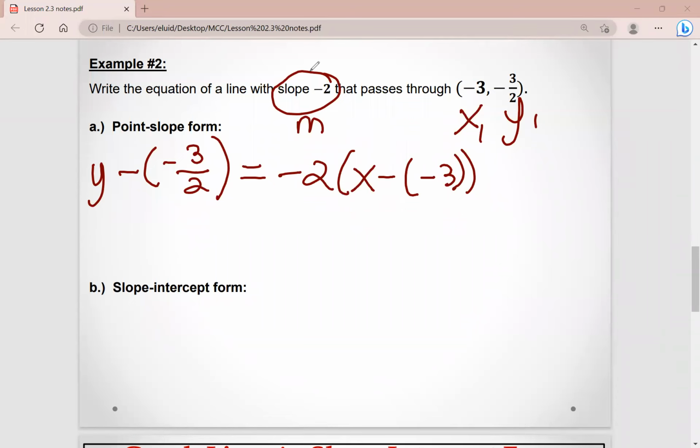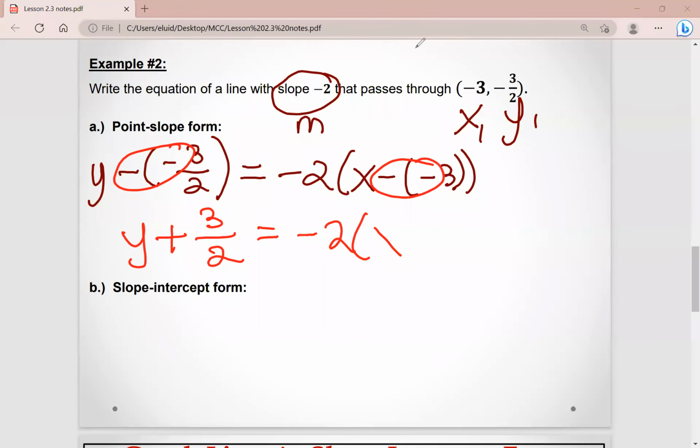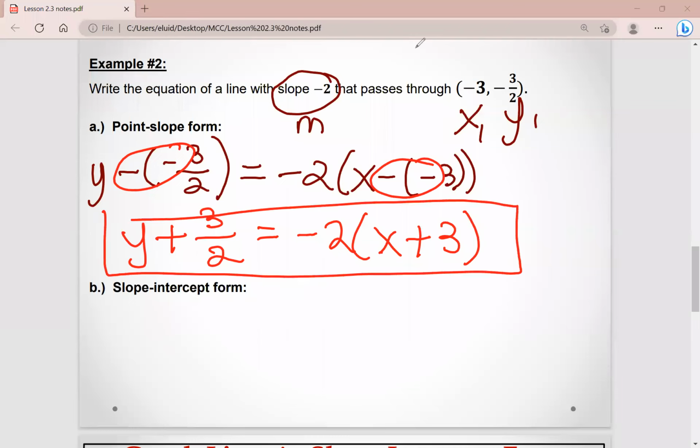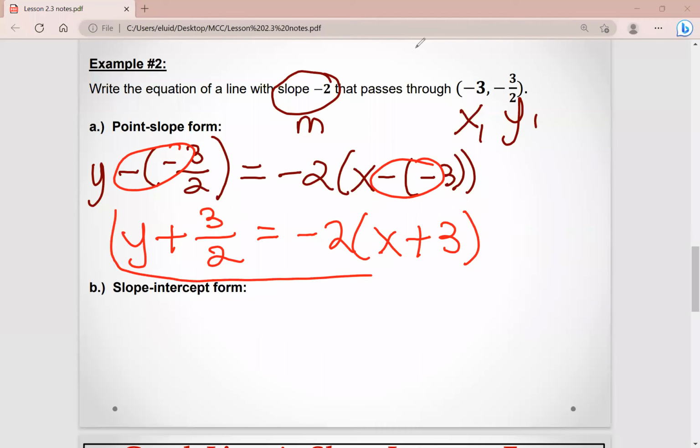Okay, so lots of negatives here. The only simplifying we'll do is changing some of this expression where if you're subtracting a negative, we'll change it into addition. So instead of y minus -3/2, we'll change that to y plus 3/2 equals -2, parentheses, and then we'll also change this inner expression. Instead of x minus -3, we'll change it to x plus 3. And now we're done writing our equation in point-slope form. So this is our final answer in point-slope form. y plus 3/2 equals -2, parentheses, x plus 3.